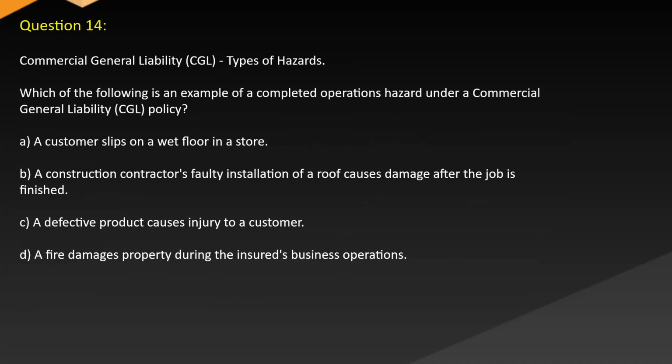Question 14. Commercial General Liability, CGL. Types of hazards. Which of the following is an example of a completed operations hazard under a Commercial General Liability, CGL, policy? A. A customer slips on a wet floor in a store. B. A construction contractor's faulty installation of a roof causes damage after the job is finished. C. A defective product causes injury to a customer. D. A fire damages property during the insured's business operations.